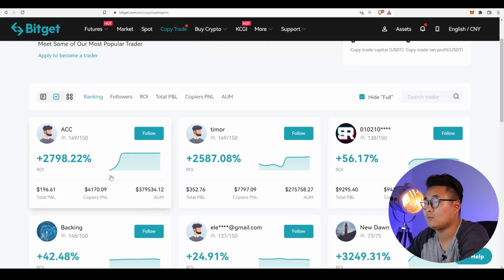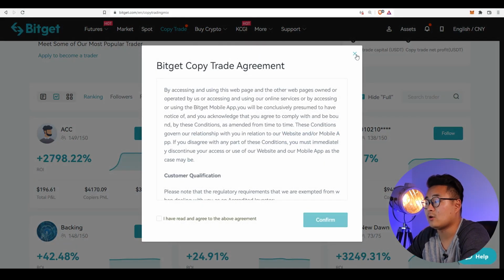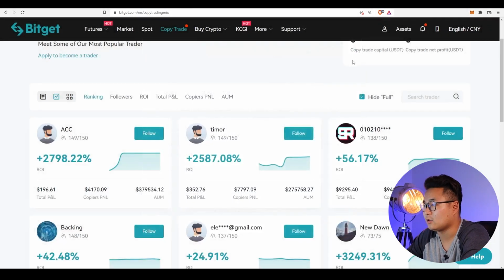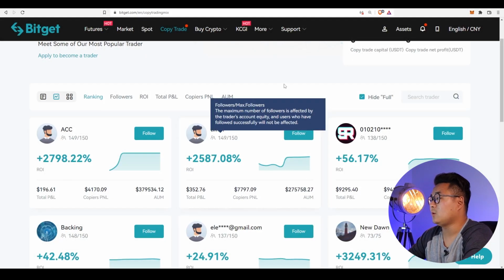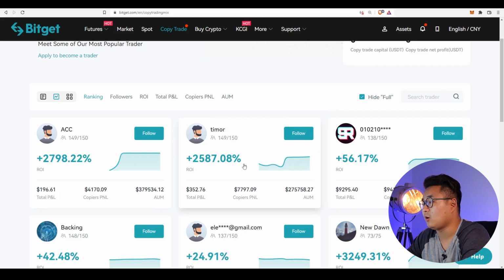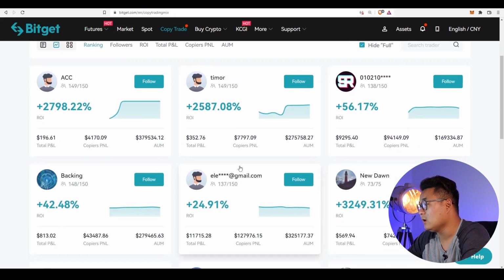So the asset under management for ACC is 379,000. AUM stands for that. Copier's PNL, and this is the total PNL for this particular account as well. It's as easy as just pressing follow on that, agreeing to the above agreement, and then away you go. But we're not going to do that, because we're going to look into each of these profiles and consider what actually is good. So do go through that exercise with me.